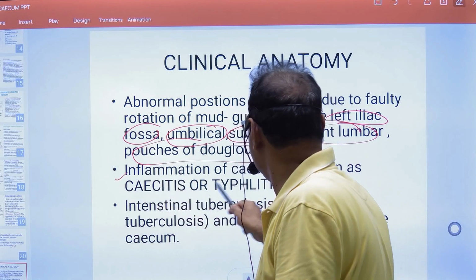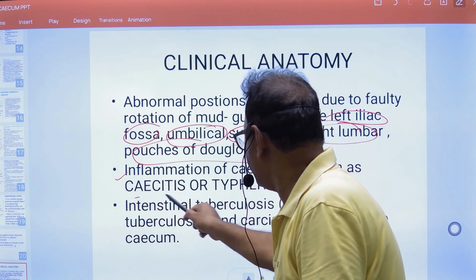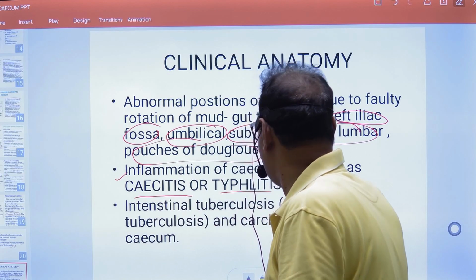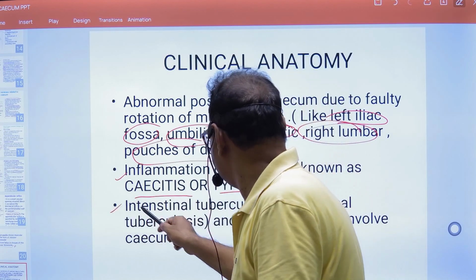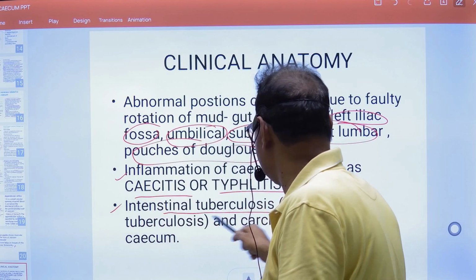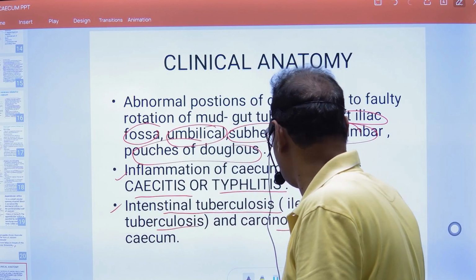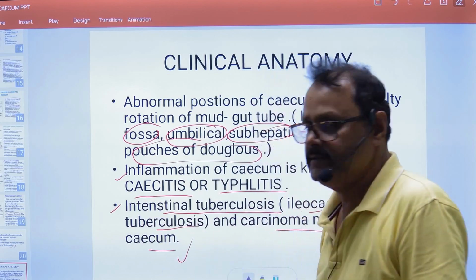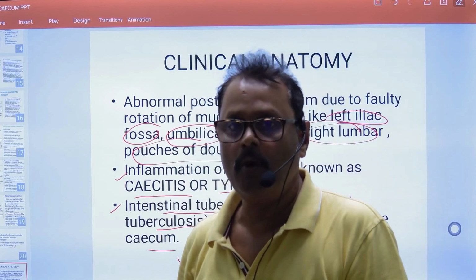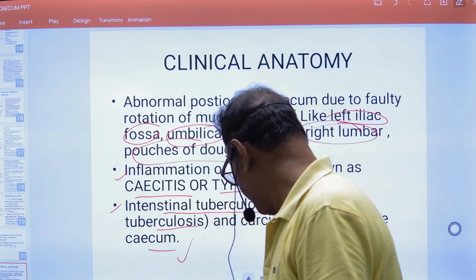Inflammation of the cecum is known as typhlitis. Ileocecal tuberculosis and carcinoma may involve the cecum. So this is all about the cecum. In the next class, we will take the appendix.